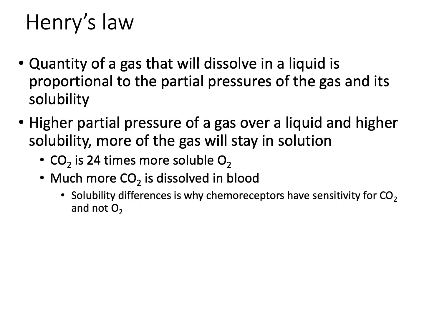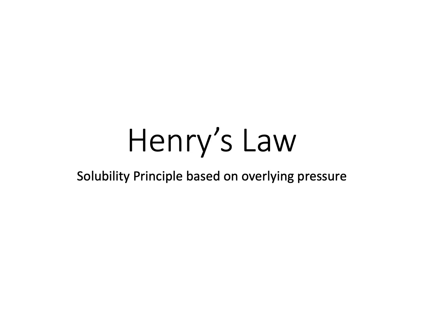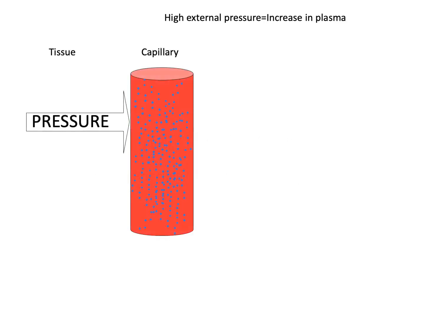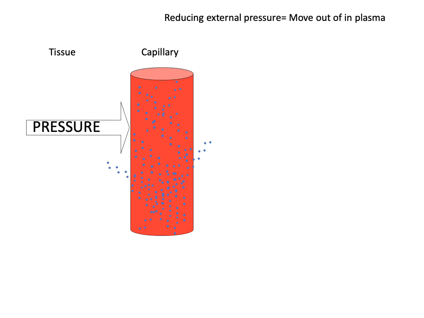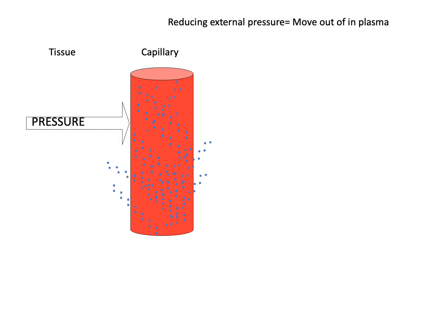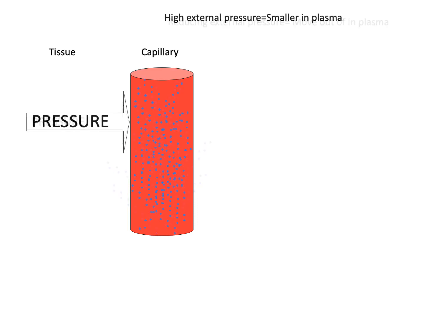The higher partial pressures at the tissues are going to dictate which direction gases will move. Gases will leave the liquid and move from the liquid to the tissues, or from the tissues to the liquid. So let's take a look at what's going on in terms of the partial pressure as it relates to the overlying pressure and where gases are going to move from. As we start reducing pressure, as the external partial pressure starts to drop, gases will start to move out of the liquid, out of the plasma and into the tissues.